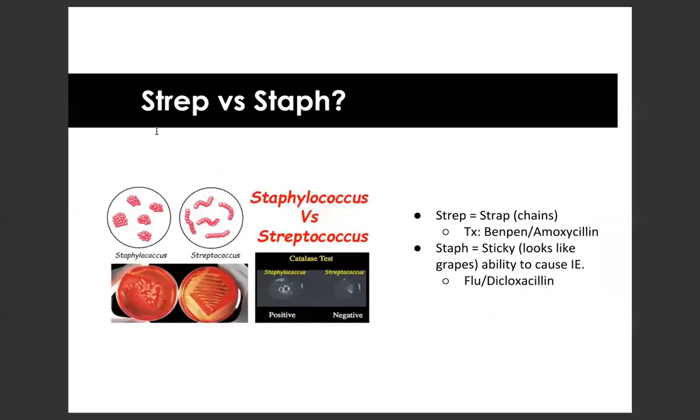So something I often got confused last year was the difference between staph and strep. A good way of remembering is that strep looks like a strap, so it comes in chains when you look at it on a culture, versus staph, which is sticky and looks like a bundle of grapes. And from there you can determine the treatment. Strep looks like chains, so you treat with benzylpenicillin or amoxicillin, and staph looks sticky like grapes, and you treat it with flucloxacillin or dicloxacillin.